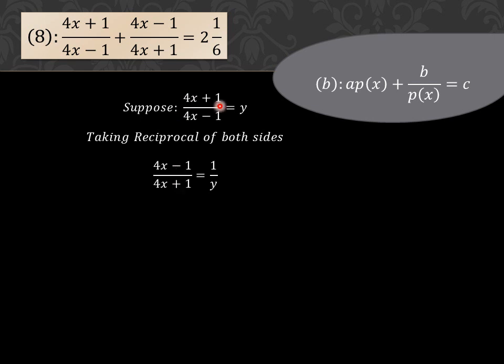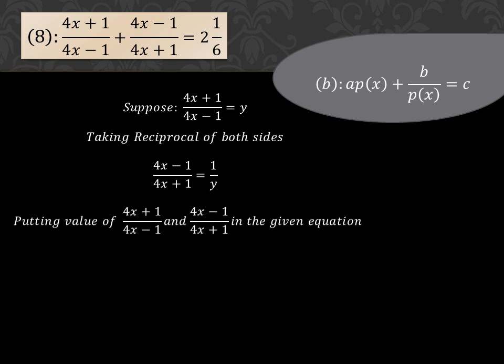Now you can see that we have 4x plus 1 over 4x minus 1, which means we can replace the first fraction, and then we have this side, which means we can replace the second fraction. So all the x's can be replaced using y. So now we will replace it. We will put all the values. After putting the values, we will get y plus 1 over y equals to 13 by 6.